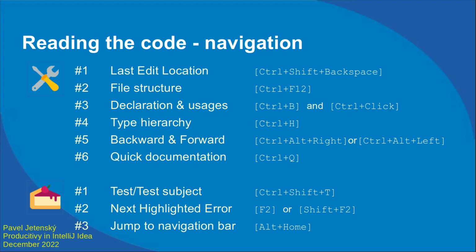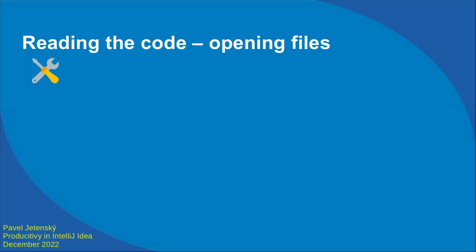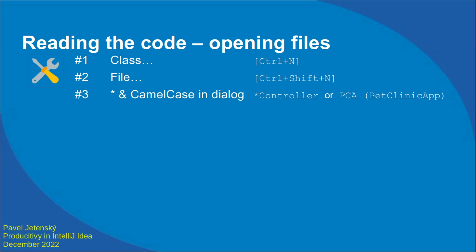This was all about reading the code navigation, and now let's see what the tips about opening files are. I'm sure you all know the shortcuts to open class or open file, which are Ctrl-N and Ctrl-Shift-N. However, you may not know that you can use CamelCase and star notation in the open dialog. So let's see what I mean.